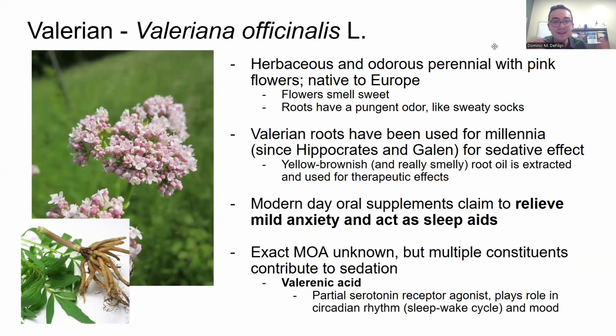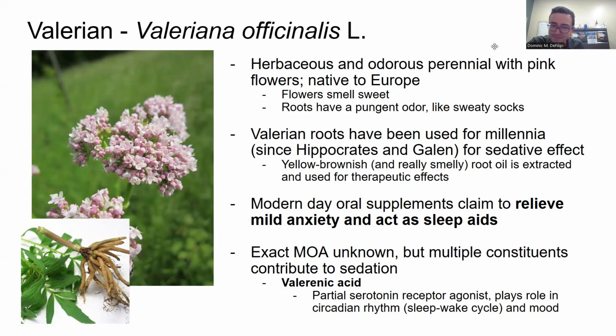Valerian roots have been used for millennia. That's Hippocrates, the father of modern Western medicine, to Galen, who basically created the galenic compounding, or the compounding non-sterilely, that we use today. Valerian root is known for its sedative effect. So it's yellow brownish, it's very smelly. The root oil is extracted and used for its therapeutic and anti-anxiety effects. So modern day oral supplements can claim to relieve mild anxiety and act as sleep aids, but the exact mechanism of how this works is unknown.